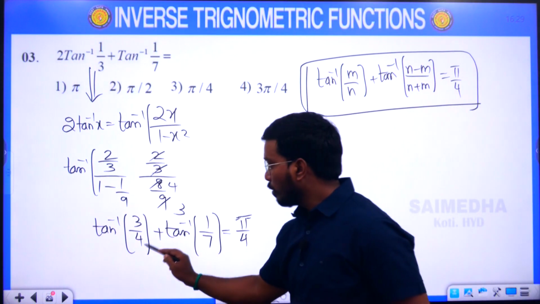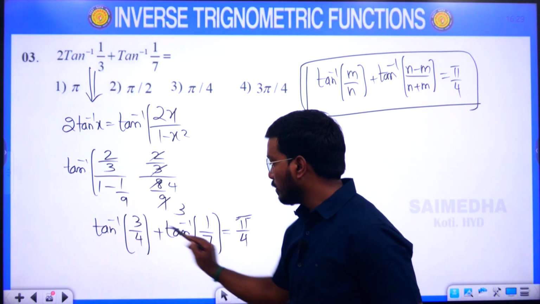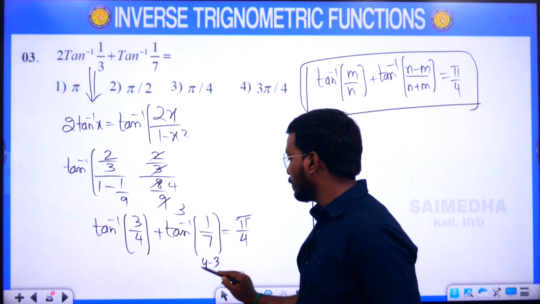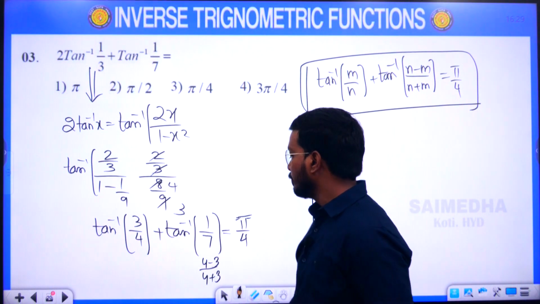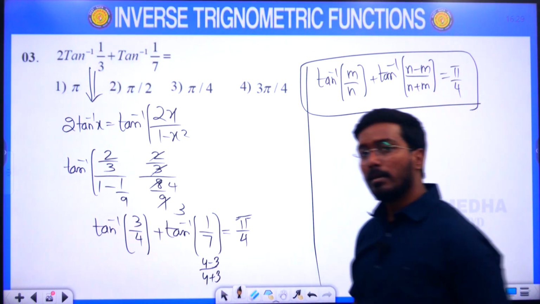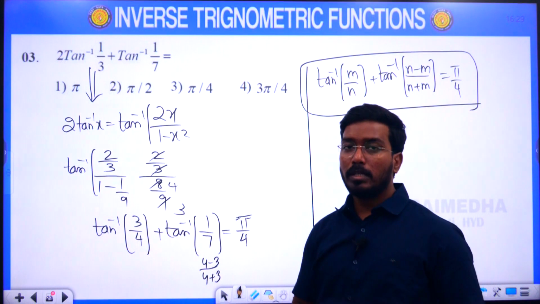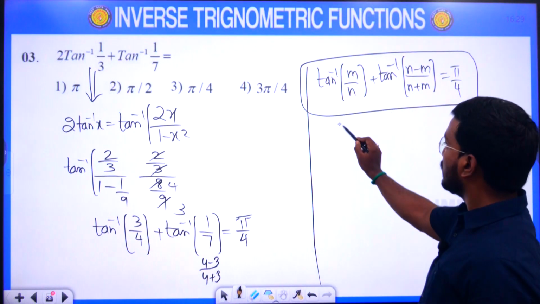Observe here, 4 minus 3, what is it? 1. 4 plus 3, what is it? 7. So here this is the 4 minus 3 by 4 plus 3 form, that is n minus m by n plus m. What is the answer for this type of question? Direct pi by 4. Or else you can go for the cross method also.